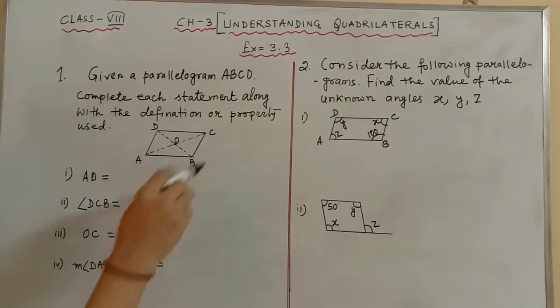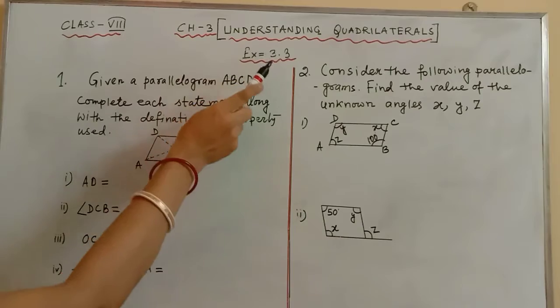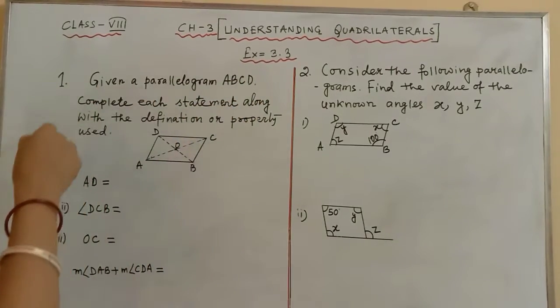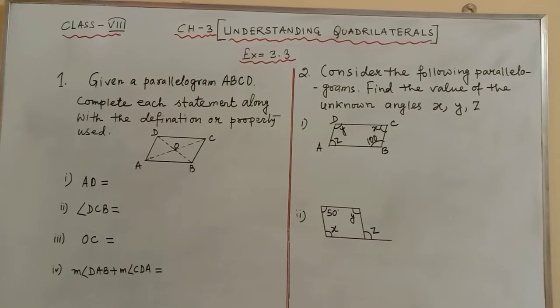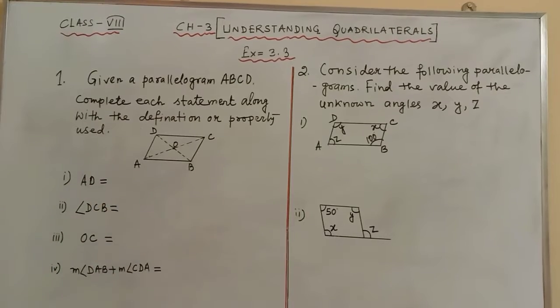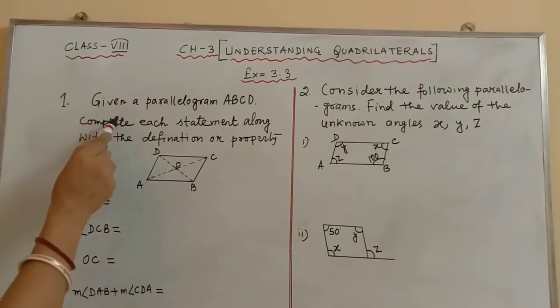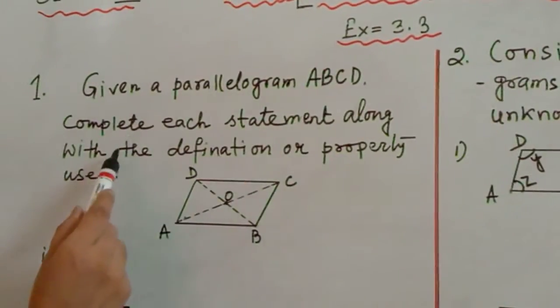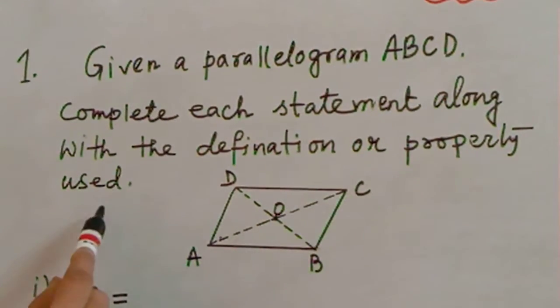Today we will do exercise 3.3 question number 1 from chapter 3, Understanding Quadrilaterals. We have given all the properties of quadrilaterals and parallelograms in our previous video. Kindly watch that video before starting this exercise. Now in question number 1, given a parallelogram ABCD, complete each statement along with the definition or the property used.